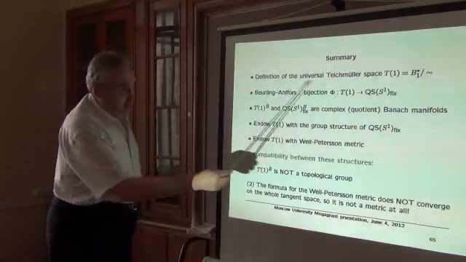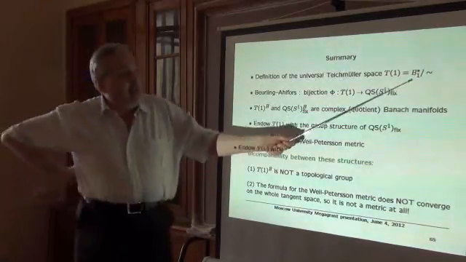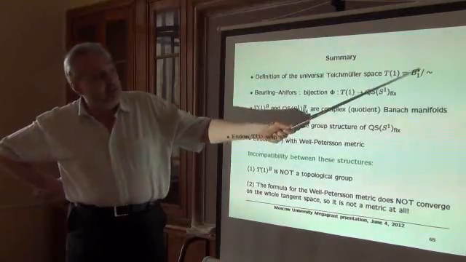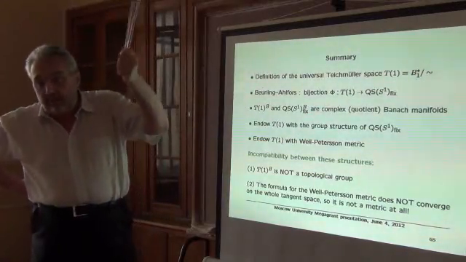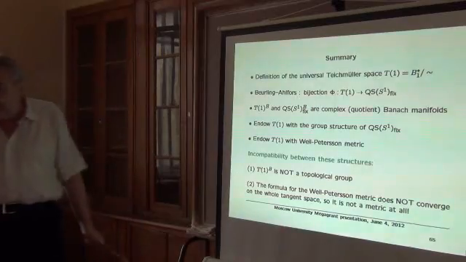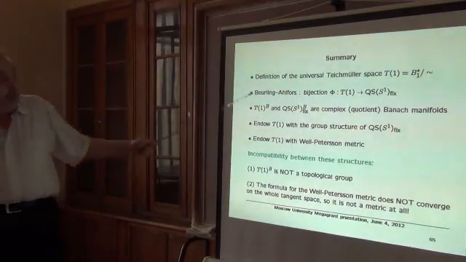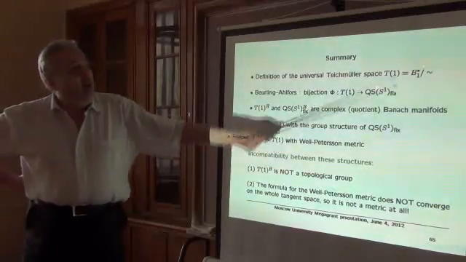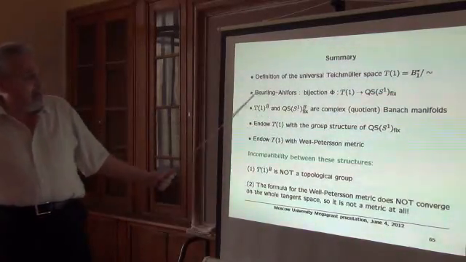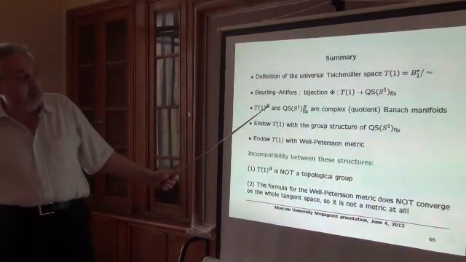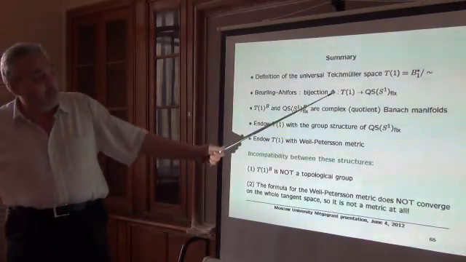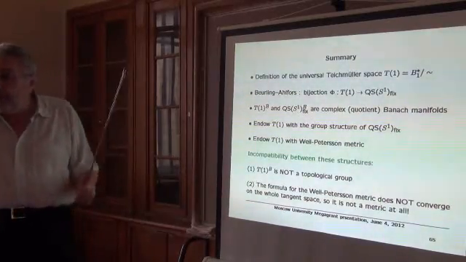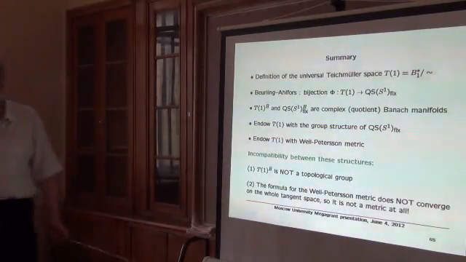We have defined the universal Teichmüller space abstractly, the unit ball in L1 of the outside of the unit disk, divided by this equivalence relation by solving the Beltrami equation. We have the Bers-Alfors bijection that goes from T1 here. We have seen that T1 can be endowed with a Banach manifold structure. Therefore, because of this bijection, this is also a Banach manifold. It is complex, and both of them are in fact quotient manifolds.